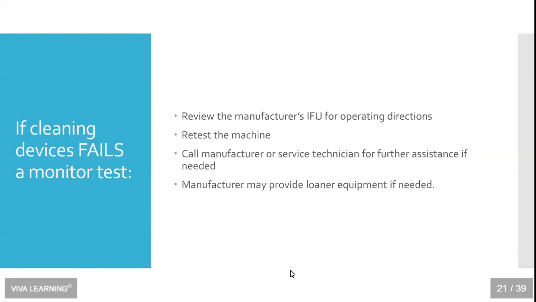Now, if your cleaning device fails a monitoring test, what do you do? First, you go back and review the manufacturer's instructions for use for the operation of this device, and then go back and retest the machine. If it's working, then chances are what happened was operator error, and you are good to go. But if your device fails a second time, call in your manufacturer or service technician for further assistance, and keep in mind your manufacturer may be able to provide a loaner device if needed.